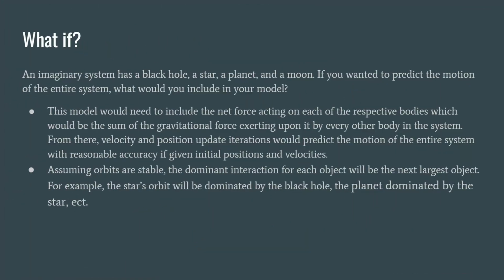And finally, as a what-if, consider an imaginary system of a black hole, a star, a planet, and a moon. If you wanted to predict the motion of the entire system, your model will need to include the net force acting on each of the respective bodies, which will be the sum of the gravitational force exerted upon it by every other body in the system. From there, velocity and position update iterations will predict the motion of the entire system with reasonable accuracy if given initial positions and velocities. And assuming orbits are stable, the dominant interaction for each object will be the next largest object. For example, the star's orbit will be dominated by the black hole, the planet dominated by the star, etc.